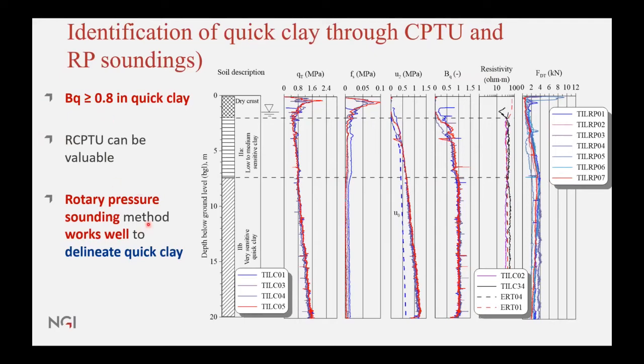For the rotary pressure sounding, this is a really rough sounding method. It rotates while it goes down in the ground, and it can go through both gravels and stiffer material. But when it gets into very sensitive clay, there's a tendency for a lower force there. If it's constant or it goes lower, then we know it's a material that is sensitive and there's a low remolded strength. So we use this one as well to check where there's a possibility of quick clay.